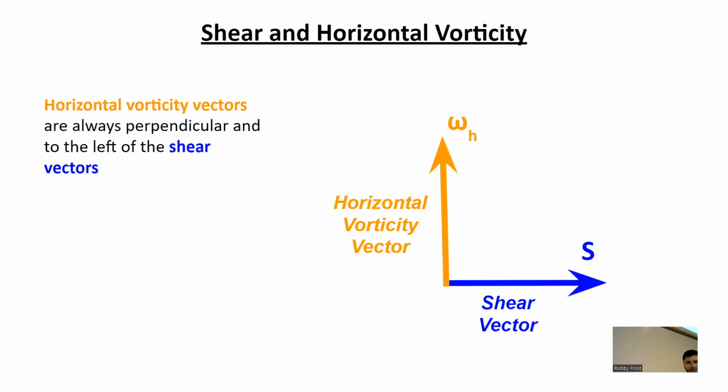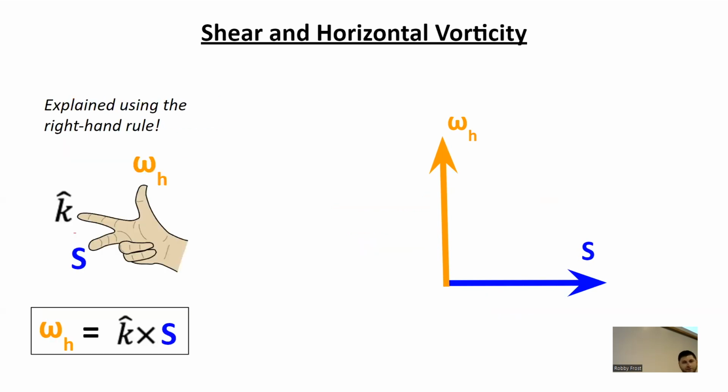And if you're not convinced, you can use the other right-hand rule, which for more mathematical types out there, you're just going to take the cross product of the unit vector k hat, that's the vertical unit vector, and the shear. So when you do this, your index finger points up or out of the page. It's a little funky in this example. Your middle finger points in the direction of the shear vector, and then your thumb is going to point in the direction of vorticity.